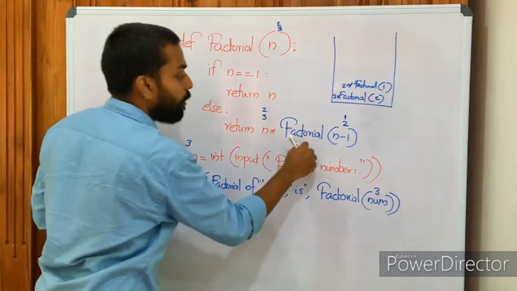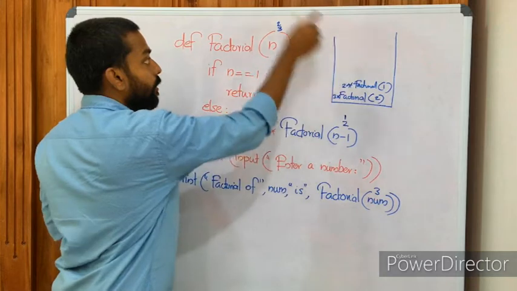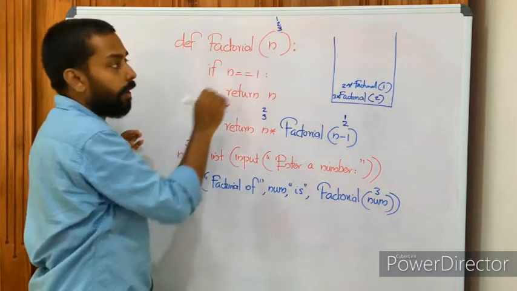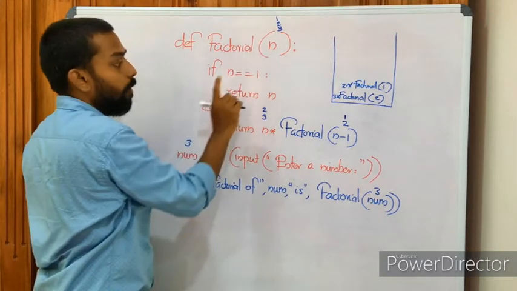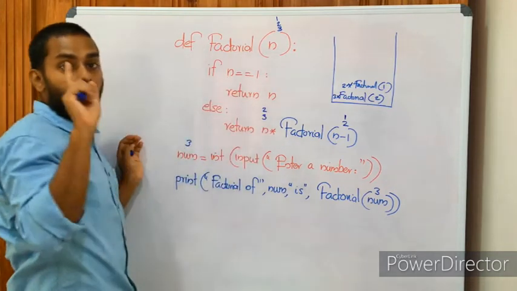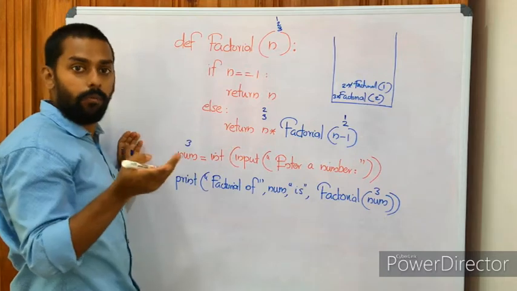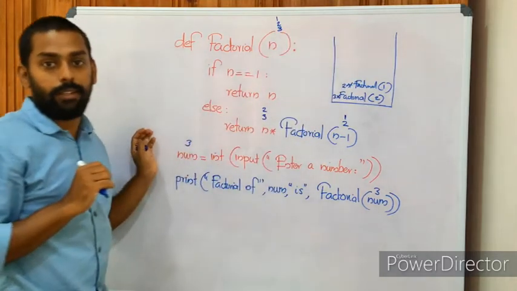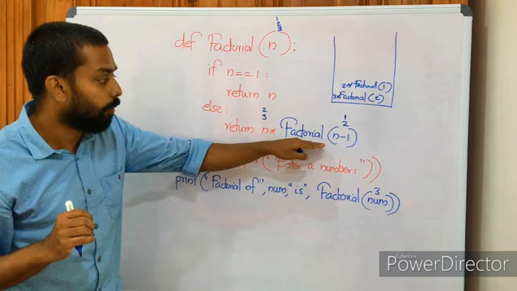So factorial of 1, it's another function calling. It passes to the header part and receives the value 1. Now you can see n equal to 1. At that time it returns n, the value of n, that is 1. 1 will be returned to the calling statement, to this calling statement.